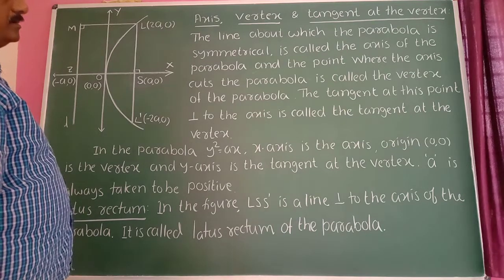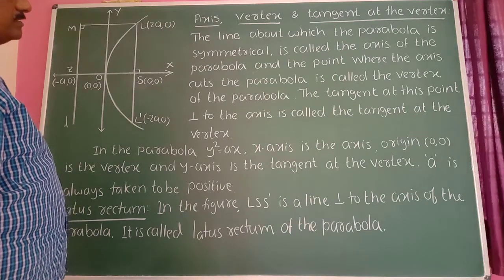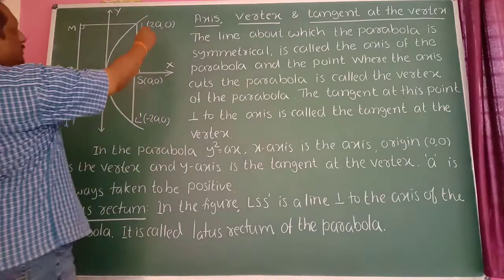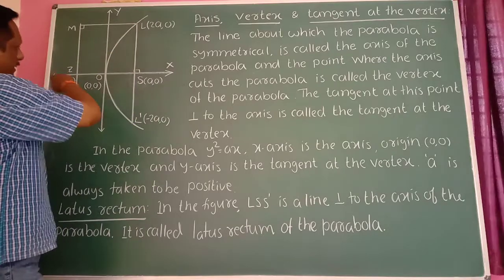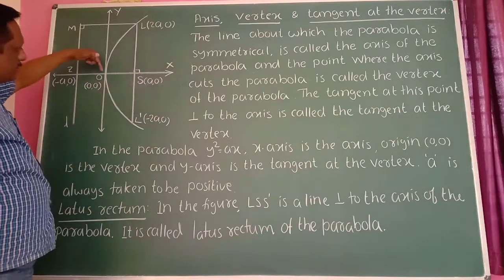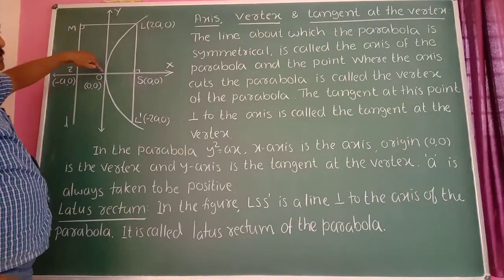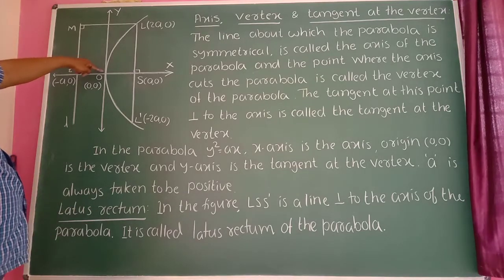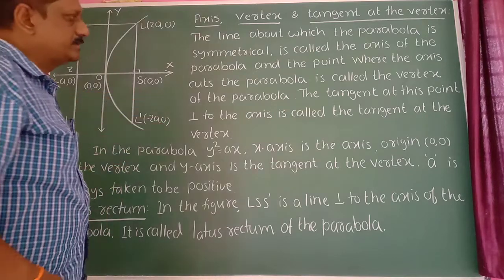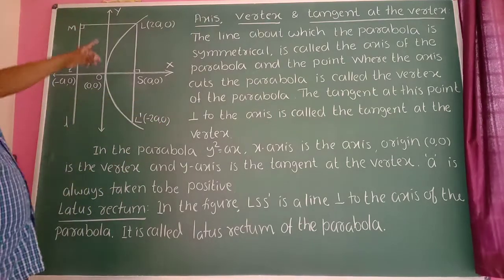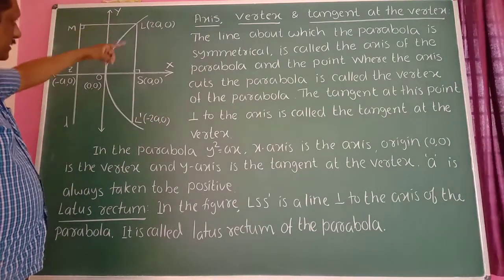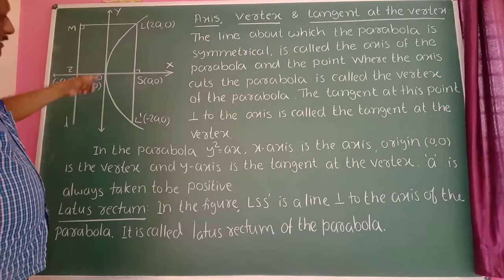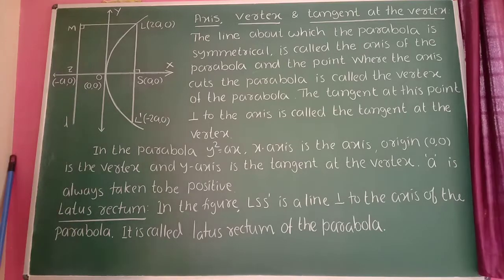And the point where the axis cuts the parabola is called the vertex. So this is the curve, and the axis cuts it at the point O. So O is called the vertex. The tangent at this point, perpendicular to the axis, is called the tangent at the vertex. So this is a line tangent to the curve at the vertex. Yes, the y-axis is called the tangent at the vertex.